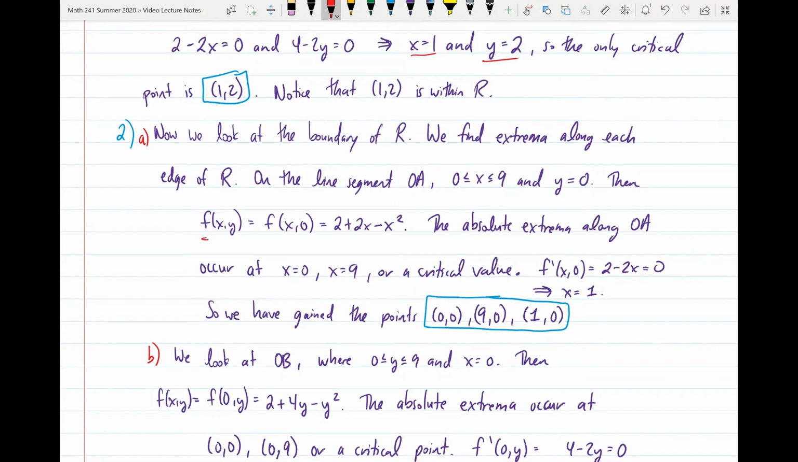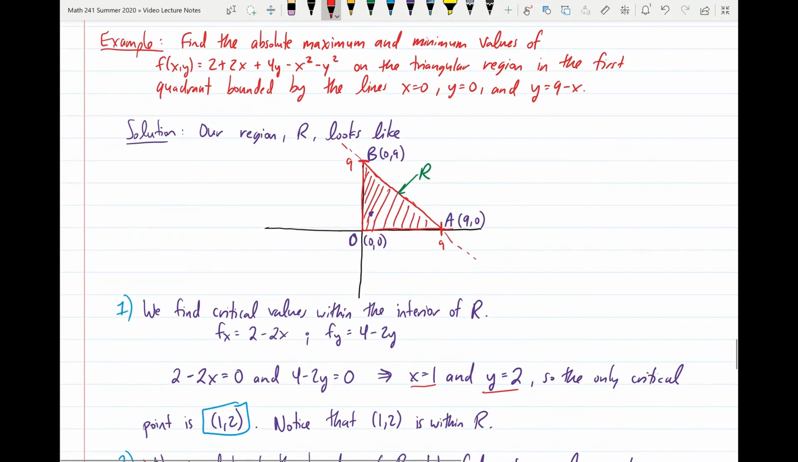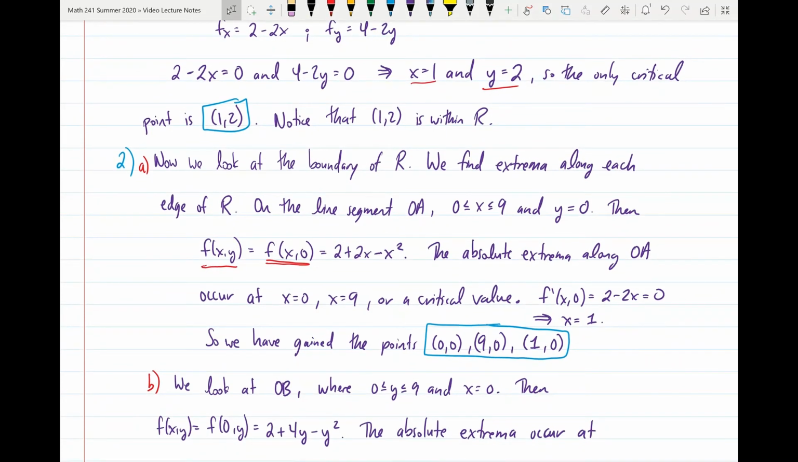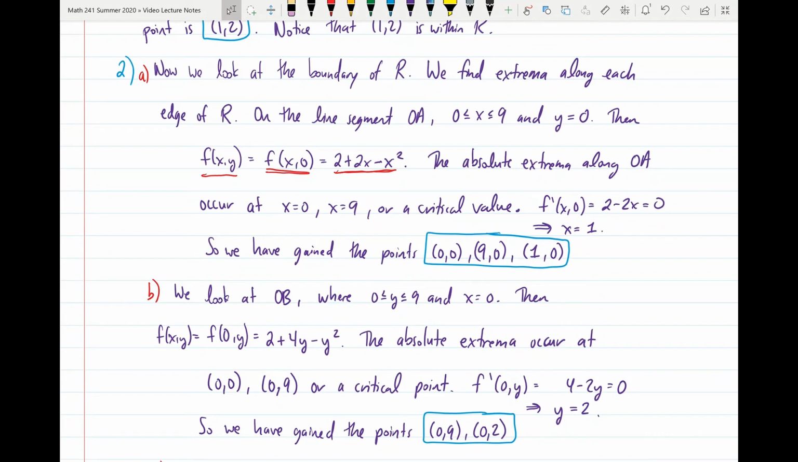of x, y, it's going to equal f of x, 0, because we know that y is going to equal 0 along that line segment. And if you check with our function up above here, f of x, 0 is equal to 2 plus 2x minus x squared. And now this is just a function in x here. So we can take the derivative of that function with respect to x. So we can evaluate f prime of x, 0.